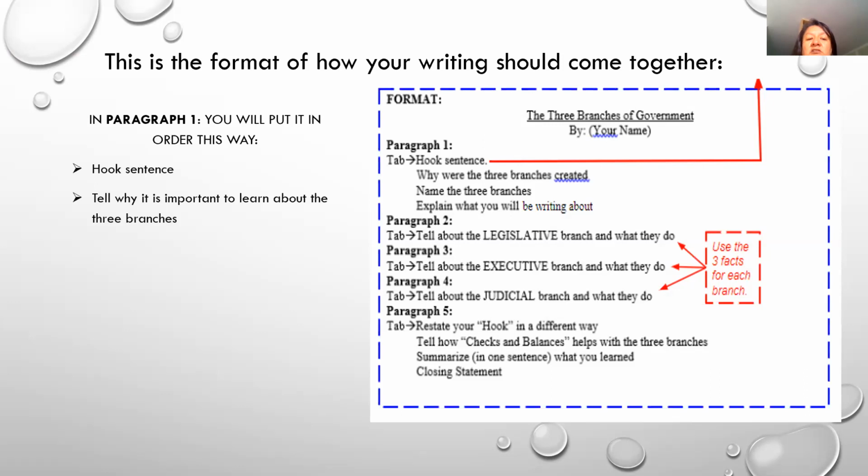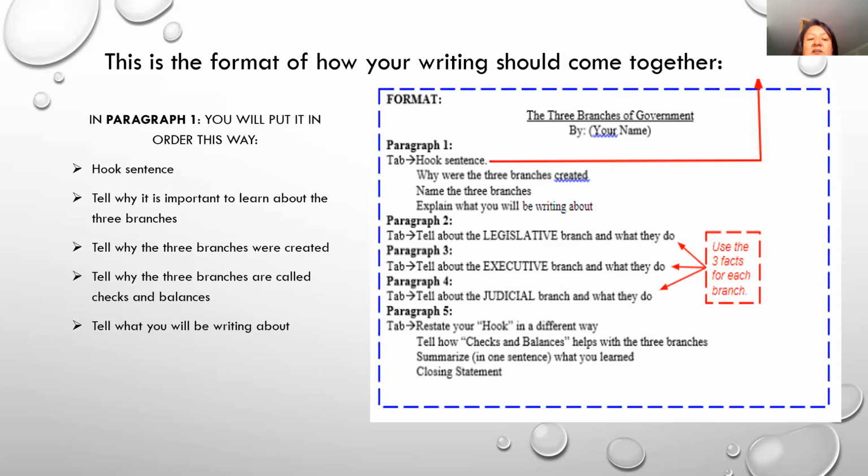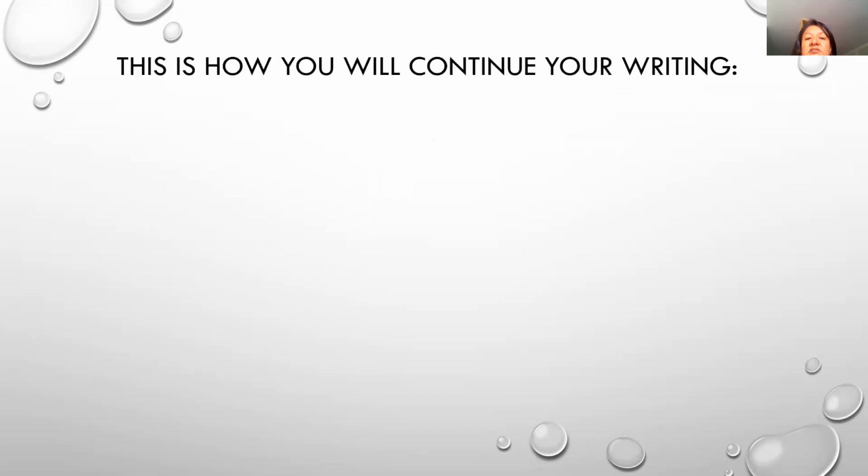Why is it important to learn about the 3 branches of government? Sentence 3, tell why the 3 branches were created. Sentence 4, tell why the 3 branches are called checks and balances. Sentence 5, tell what you will be writing about. You should have 5 sentences in this paragraph. Just to let you know, you should have 5 sentences in all your paragraphs.